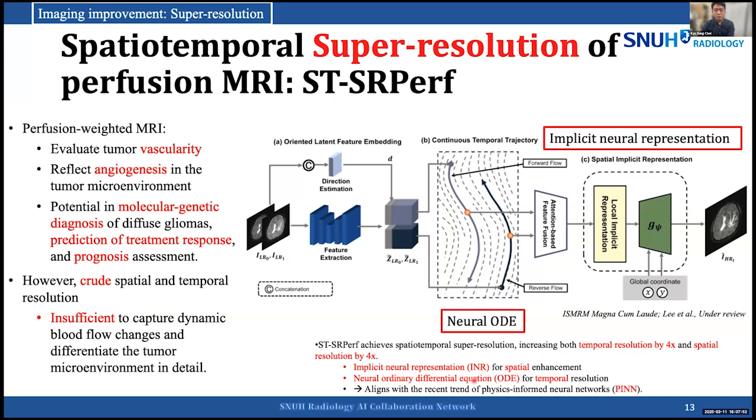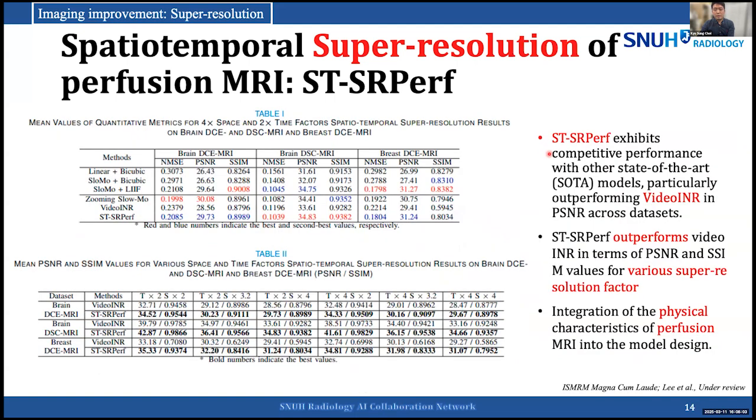So we used neural ODE for temporal enhancement and INR for spatial enhancement, which aligns with the recent trends of physics-informed neural networks. STSR-PERF exhibits competitive performance with other state-of-the-art models, particularly outperforming the video INR in terms of PSNR across datasets: Brain DCE MRI, Brain DSC MRI, and Breast DCE MRI, and also for various resolution factors. This is because of the integration of the physical characteristics of perfusion MRI into the model design.